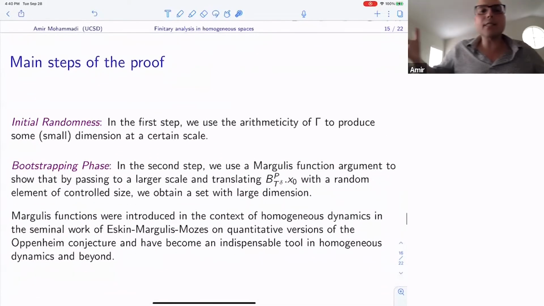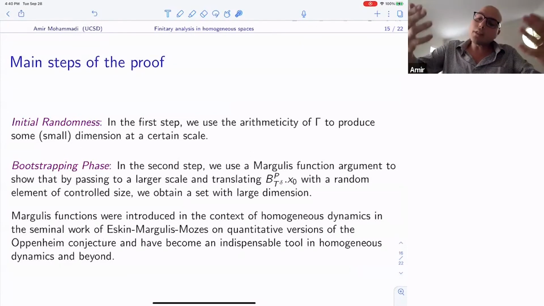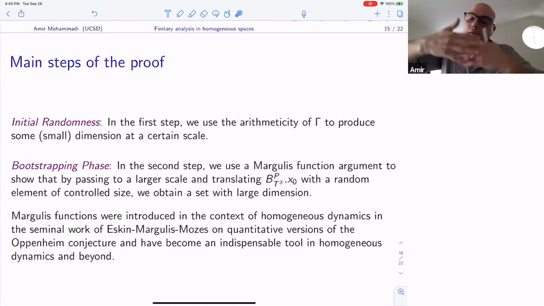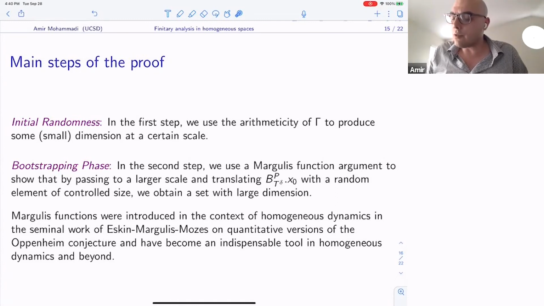So there are 3 phases of the argument. There is an initial randomness. So we want to show that points have some initial isolation from each other. This is, again, a phenomenon that should be familiar to the audience here. If you have 2 rational points of not very big denominators, they are far from each other. So this is this notion of initial randomness.